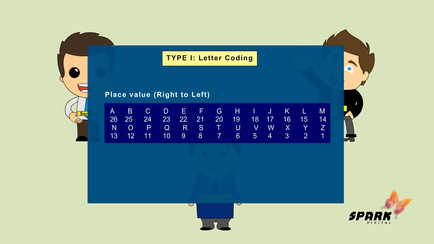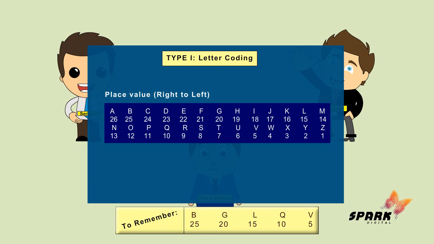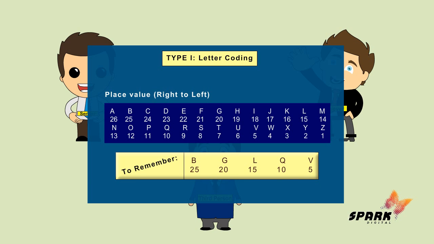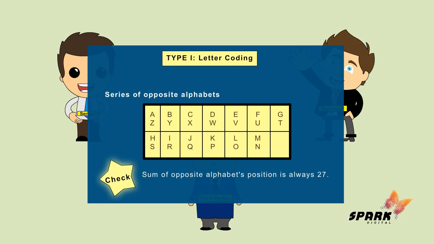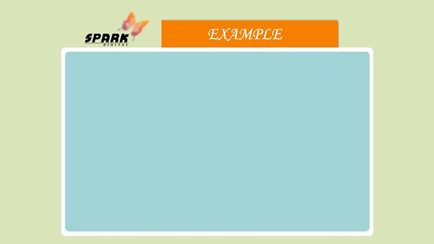Similarly, we can get the place value of alphabet from right to left, that is, in the reverse order. Sometimes you will find that questions are based on reverse order of letters. Again, you must remember the place value of B, G, L, Q and V in reverse order. Sum of opposite alphabet's positions is always 27, like AZ, BY, CX and so on. Now let us do a few examples.